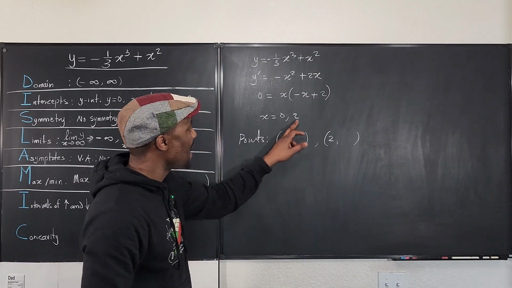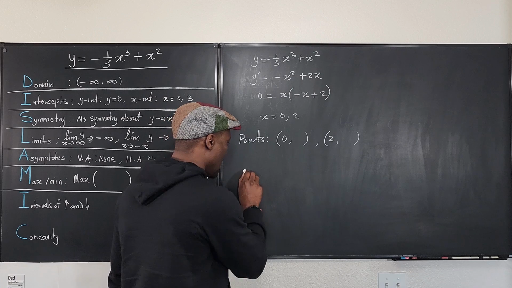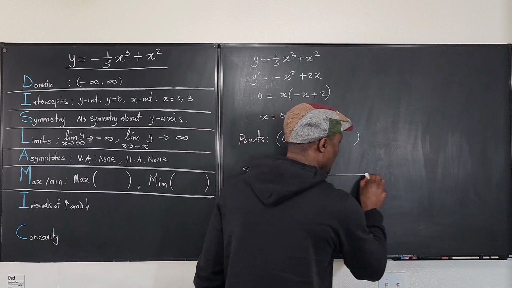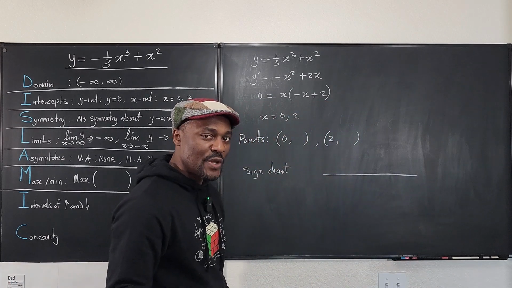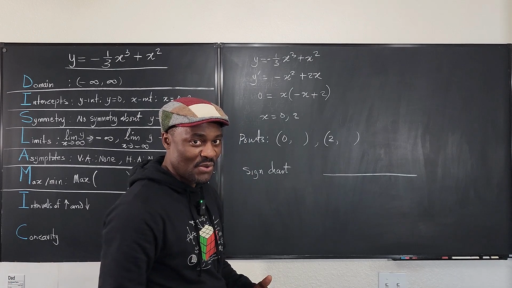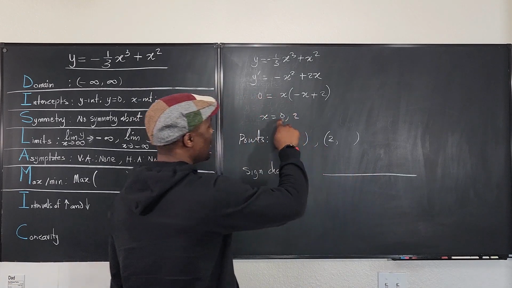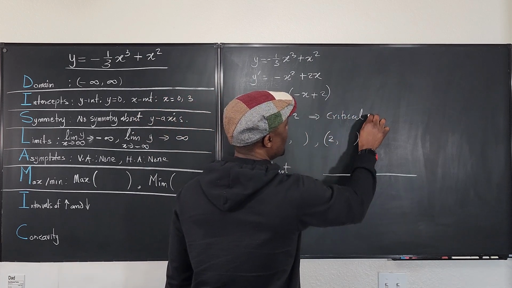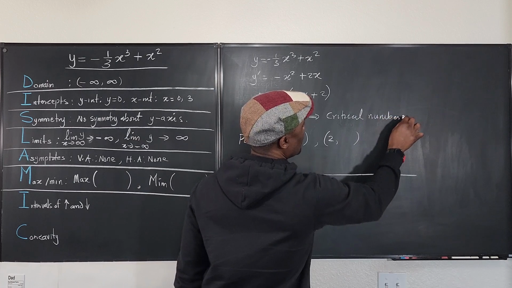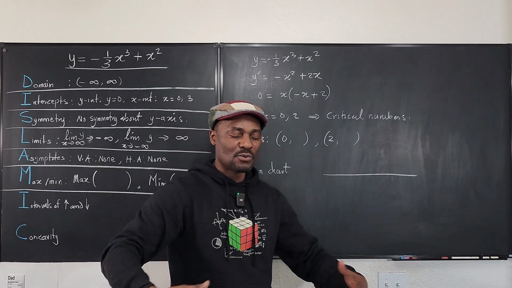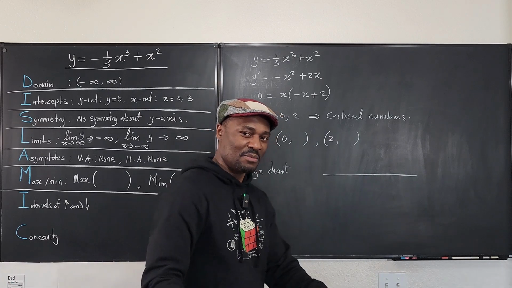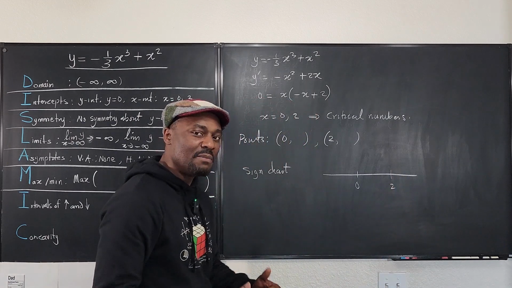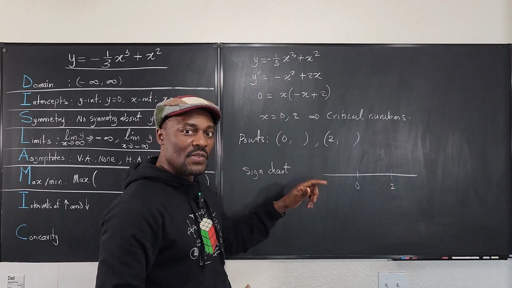What do we do with these two values that we've got? We need to do our sign chart so we can discover which one is the maximum, which one is minimum. Okay? So what we do is we look at the critical numbers. So these values are what we call our critical numbers. They're the numbers around which things change. Okay? So we'll put 0 here. We put 2 here. And then we're trying to see the behavior of the slope.